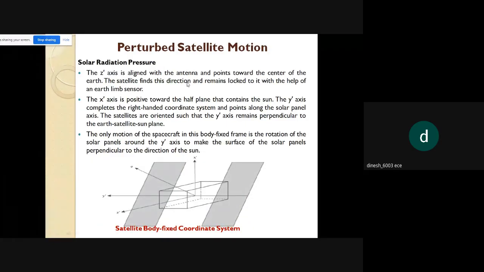Z dash is the axis aligned with the antenna and points towards the center of the earth. The satellite finds its direction and remains locked in with the help of an Earth limb sensor. Then X dash represents an axis which is positive towards the half plane having the sun. Y dash axis completes the right-hand coordinate system and points along the solar panel axis. Then the satellites are oriented in such a way that Y dash remains perpendicular to Earth, satellite, and sun.